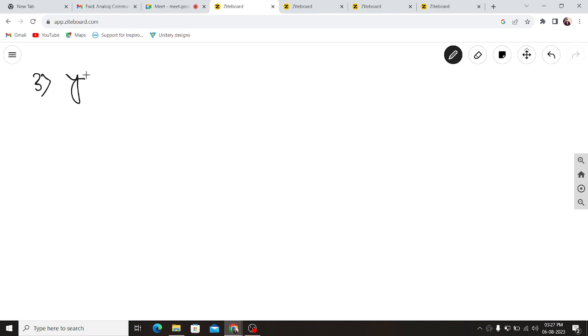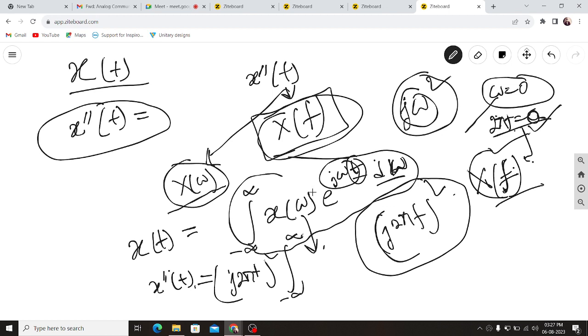Sir, putting omega equal to 0 means time is infinite. So the area must be infinite now, sir. Which one? Second, to 0. Omega equal to 0 means time equal to infinity. So when the derivative is applied in the frequency domain, the time value will be.